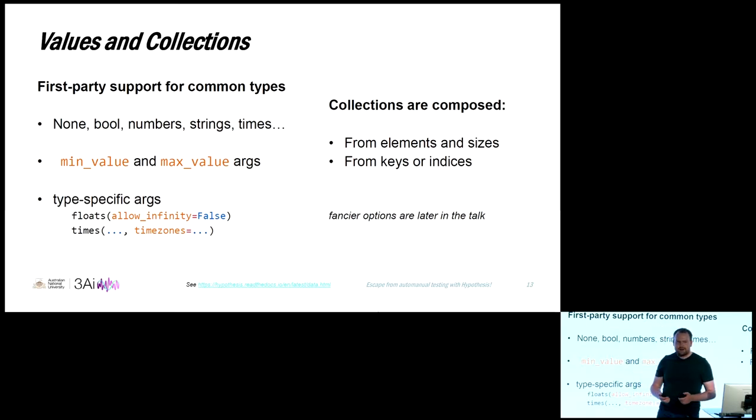Where it makes sense, they all have minimum value and maximum value arguments. So if you have a more constrained test case, you can support that quite easily. And collections always have min size, max size. Where it makes sense for a particular kind of thing, there will be additional keyword arguments. So if you're generating floating point numbers, as well as capping the values, you can also specify that you don't want infinity and you really, really don't want not a number. Nobody wants not a number.